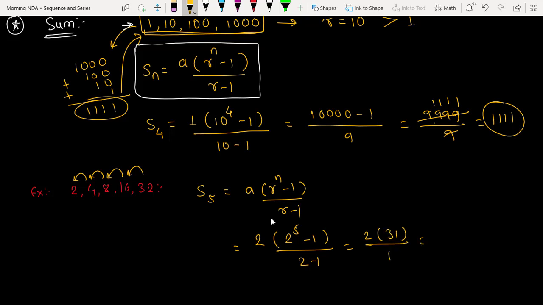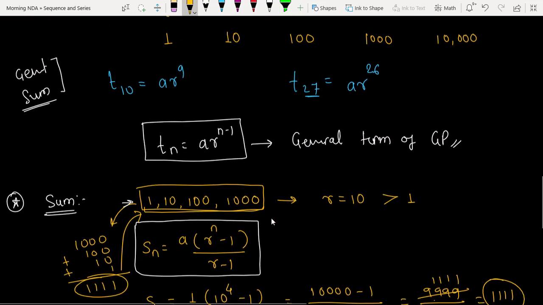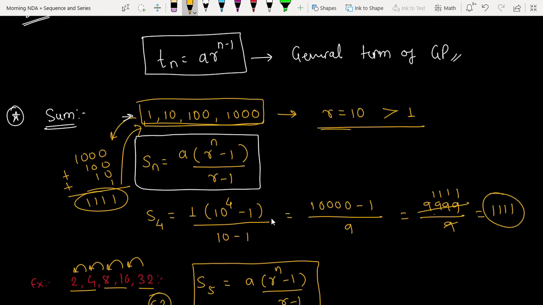1. How much did this come to? 62. Look, add these up and see how much it comes to. 4 and 2 is 6. 62 is coming in this. 16 and this. Okay, so this addition is still 62. It means the formula is absolutely correct when your r is greater than 1. This condition is very important, when r is greater than 1.